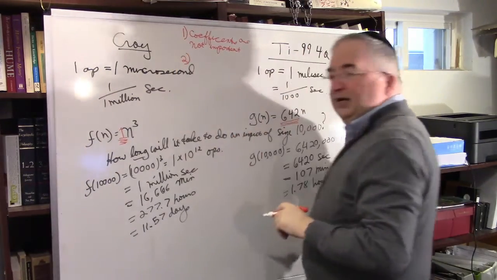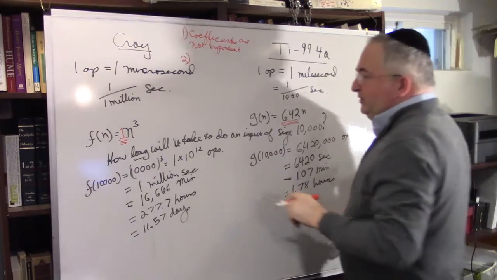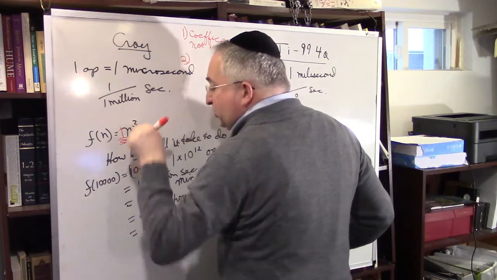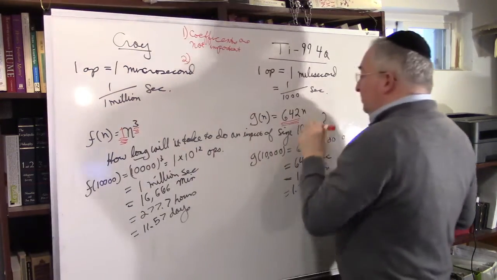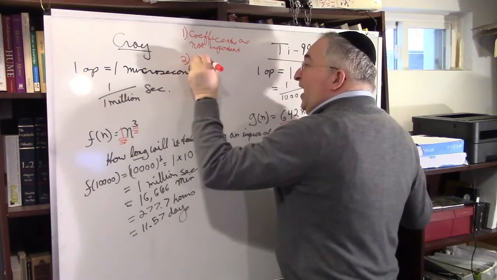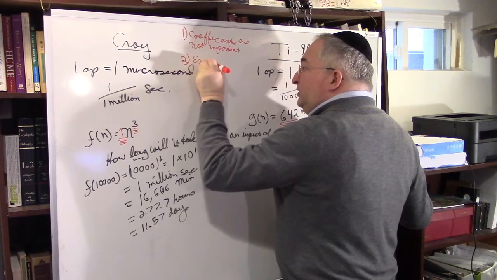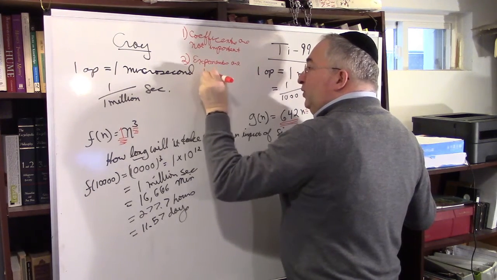Second thing, what is important? The answer is the reason why this algorithm is so bad is because of this n to the third, as opposed to that, which is an n to the 1. So leading exponents are important.